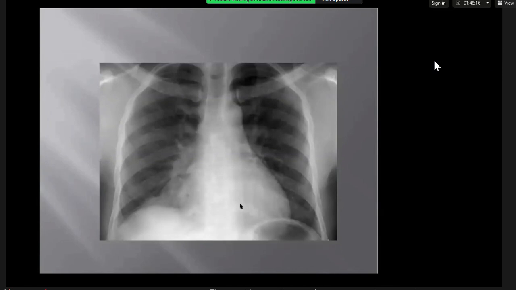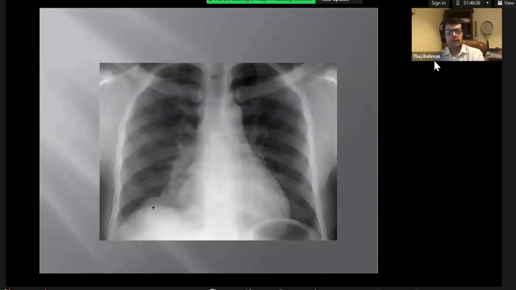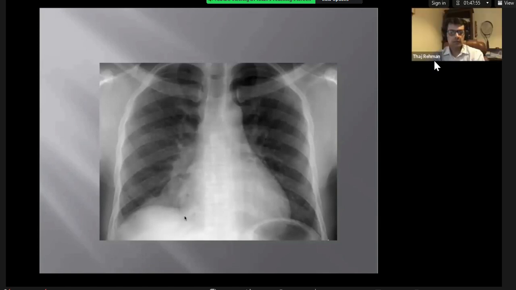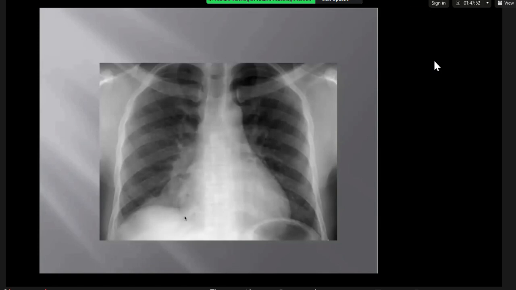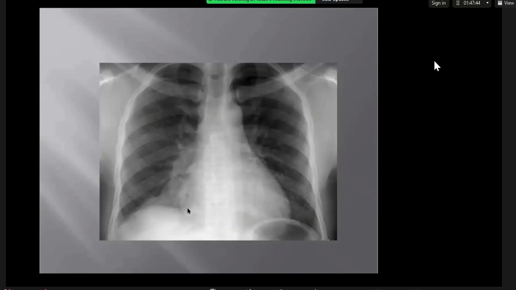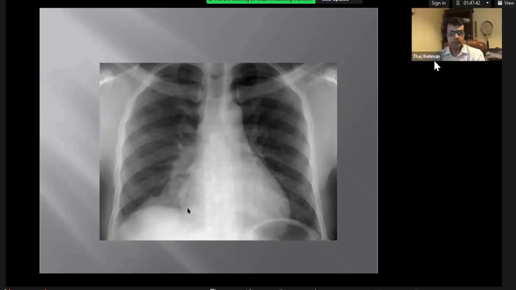Yes, it does. It helps for the localization, so it's in the right side. Yeah, you can say there is an opacity in the right lung. Is it obscuring anything? It's not obscuring the right heart border. Maybe the medial diaphragm is obscured a little bit. So it's not obscuring the right heart border, which means we know from the previous that it is not in the middle lobe. Yes.